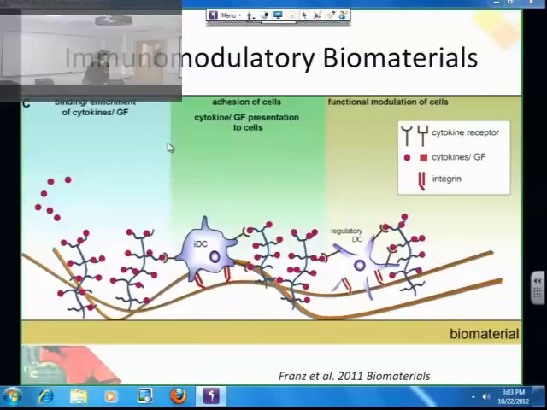One thing that's interesting and exciting to think about is the concept of immunomodulatory biomaterials, which would be a biomaterial that specifically is directed towards the behavior of a particular type of inflammatory cell or immune cell. So this diagram is being directed towards a dendritic cell, which is actually really similar to a macrophage, but it's not a macrophage. There are also biomaterials that are designed to affect the behavior of the macrophage itself.